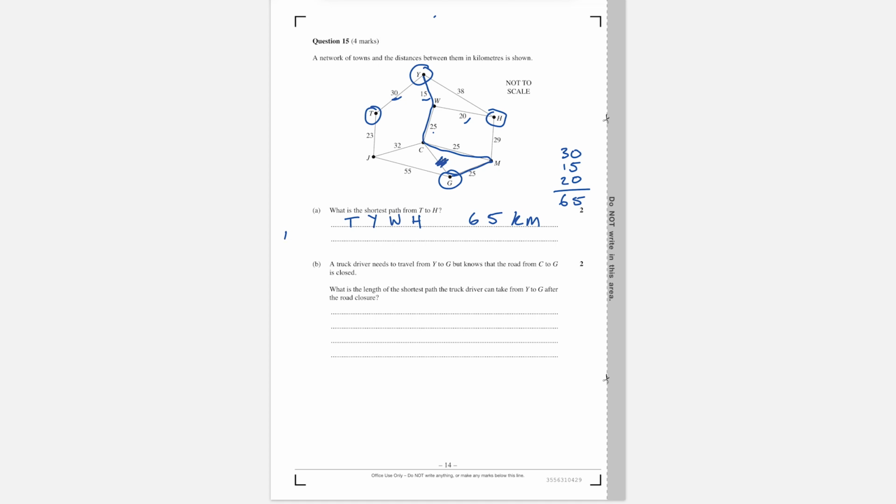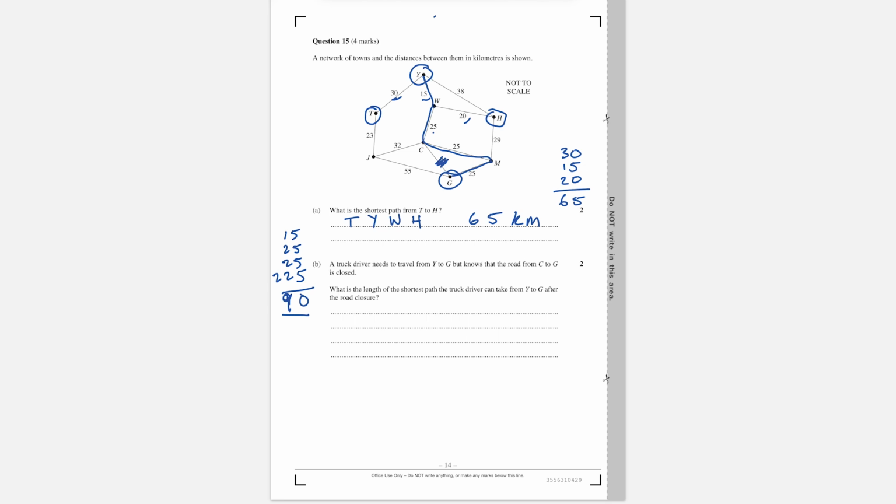So we get 15, 25, 25, and 25, which gives us 90. That's our most direct path, the most obvious path. But because this is the shortest path, there might be another way that could be even quicker. When we get to W, that's a pretty obvious choice because 15 is much smaller than 30 or 38.